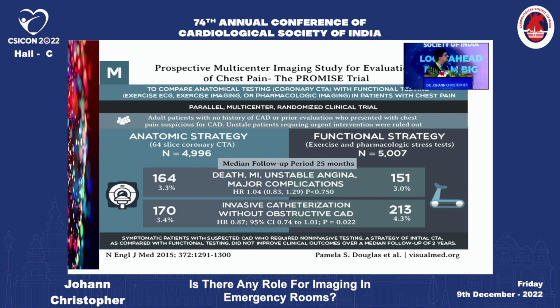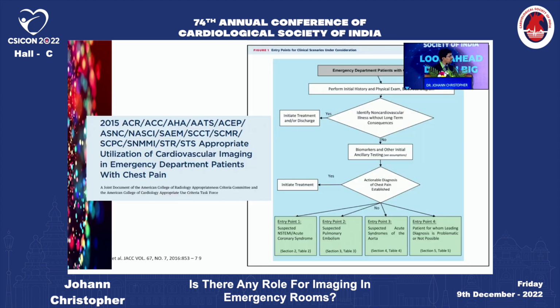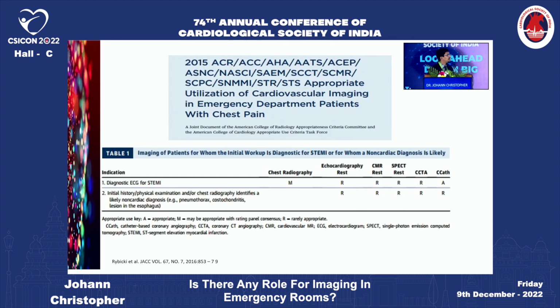Moving on, the PROMISE trial by Dr. Pam Douglas looked at both the strategies, CT and myocardial perfusion, and when it was done very well, really no difference between the MACE, no difference between invasive catheter. So I think when it is done very well in the right place, right institution, both are, I believe, equal techniques. So in the emergency room, it is very important to do a good history, physical exam, do the troponins, and then decide what technique you're going to use depending on where that patient sits in.